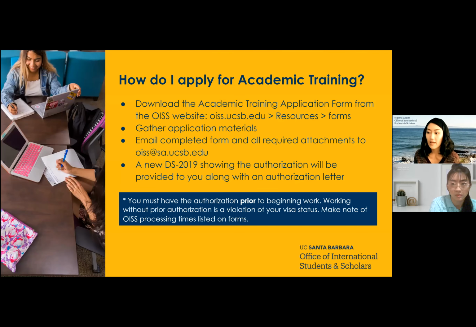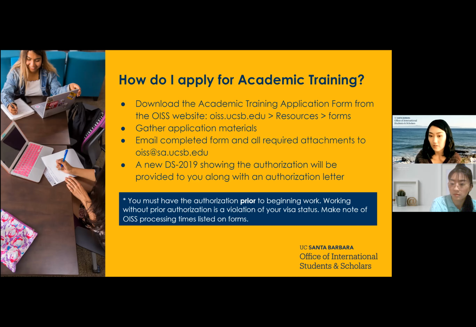How do I apply for academic training? Download the academic training application form from our website to start with. And then you'll gather all the application materials. I also recommend you read through the page on our website about academic training. There's some important information, and there's just a lot more information in general than I'm able to communicate in our little workshop today. And then you'll email the completed form and all the required attachments to oiss@sa.ucsb.edu.